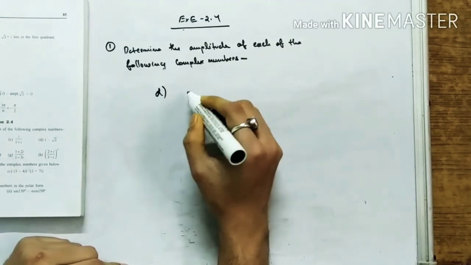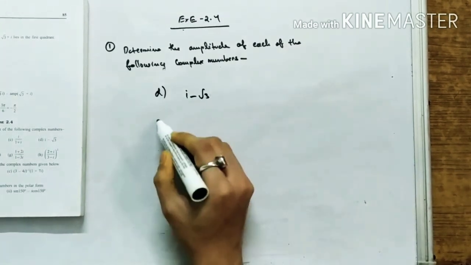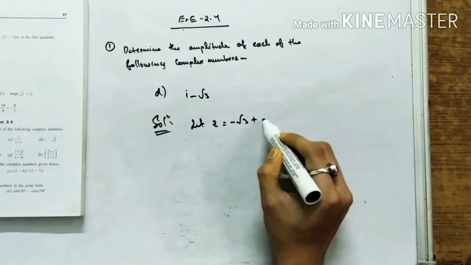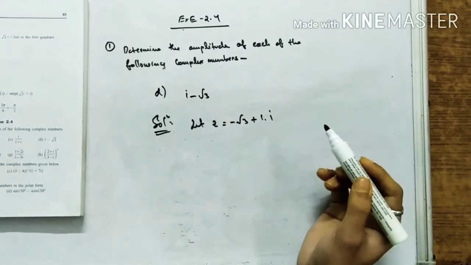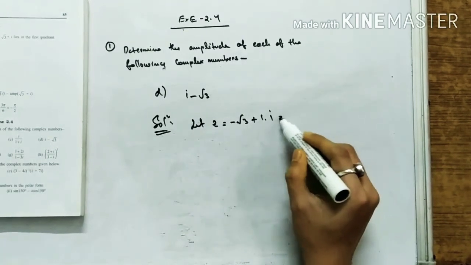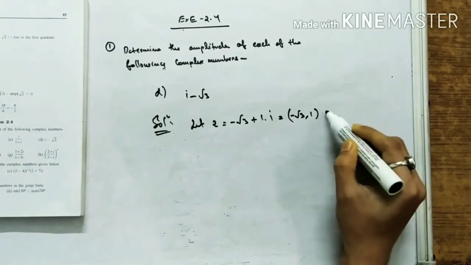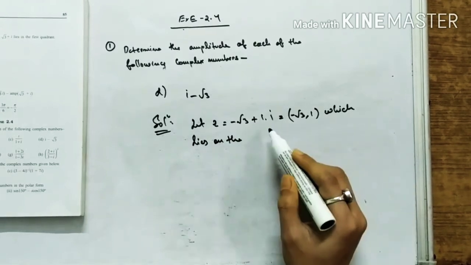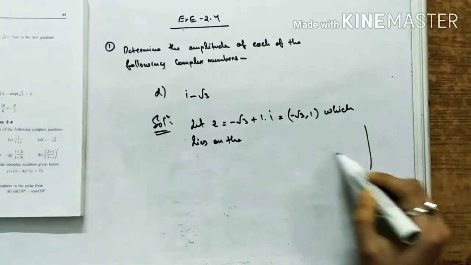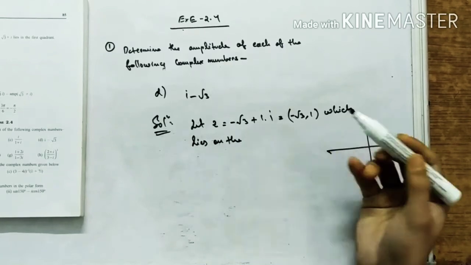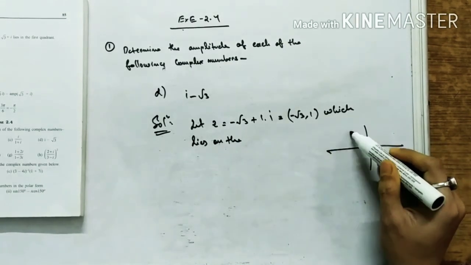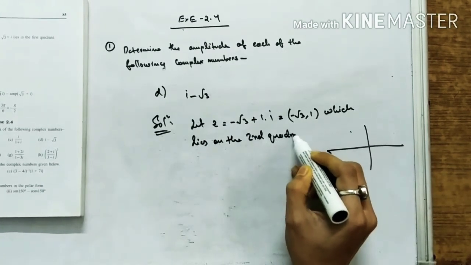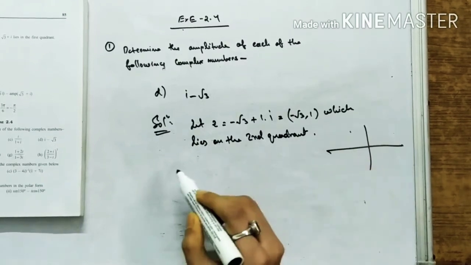Next, again, number D, you see i minus root 3. So this one you can write as let z is equal to minus root 3 plus 1 into i. This is a plus ib form, which is equal to minus root 3 comma 1. Which quadrant does it lie on? X-axis positive, y-axis positive; x-axis negative, y-axis positive. So it lies on the second quadrant.